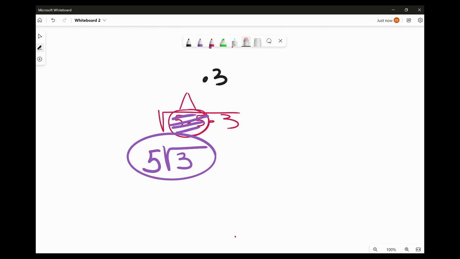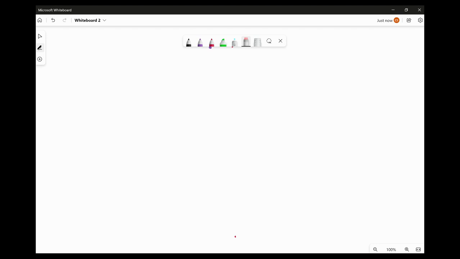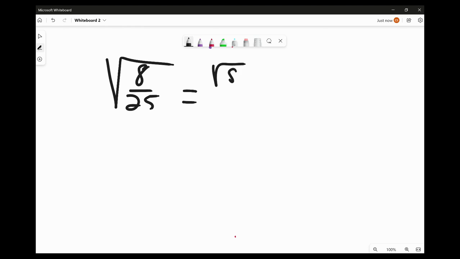Another, different kind of example is if we had a fraction. So we might have the square root of 8 over 25, all in the square root sign. Now remember that we could rewrite this as the square root of 8 over the square root of 25. I know the square root of 25. It's a perfect square, and the answer to that is 5.